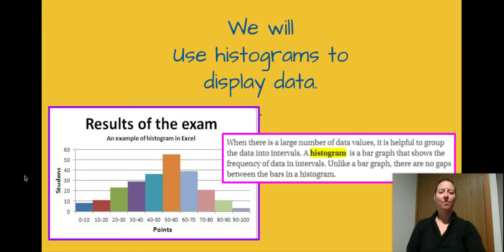Moving on to today's topic, we're going to be using histograms to show data. When there are large numbers of data values, it's helpful to group the data into intervals or sections. A histogram is a bar graph that shows the frequency of data intervals. Unlike a bar graph, though, there are no gaps in between the intervals on the histogram.